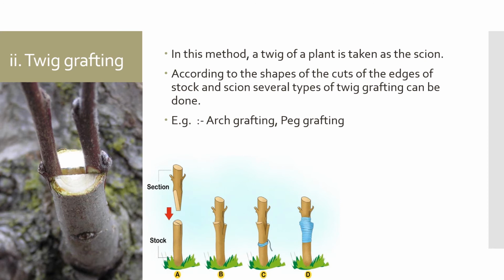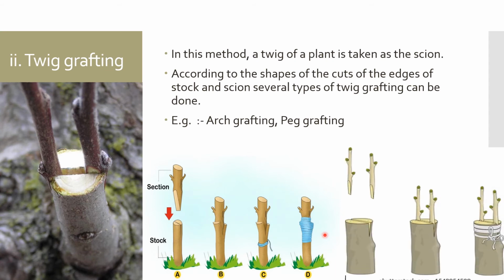This diagram shows the stock and the scion, and here it has put the cut as a peg. The scion has been inserted into the cut made on the stock, and it is wrapped to prevent the leakage of water as we did in the bud grafting. And in this diagram it shows doing twig grafting using several scions on the same stock. So like bud grafting, twig grafting can be done in these two ways.